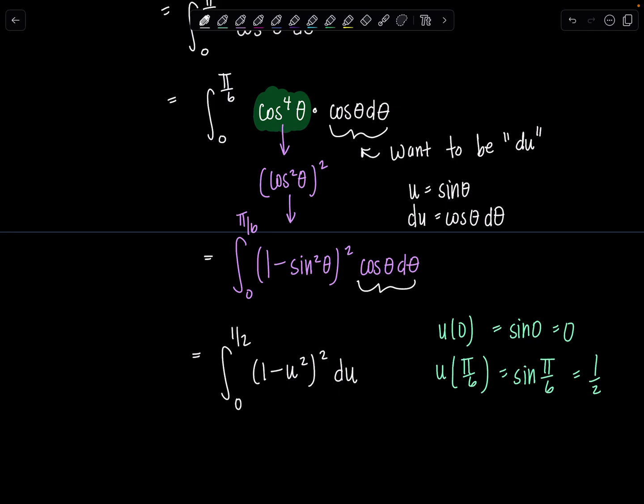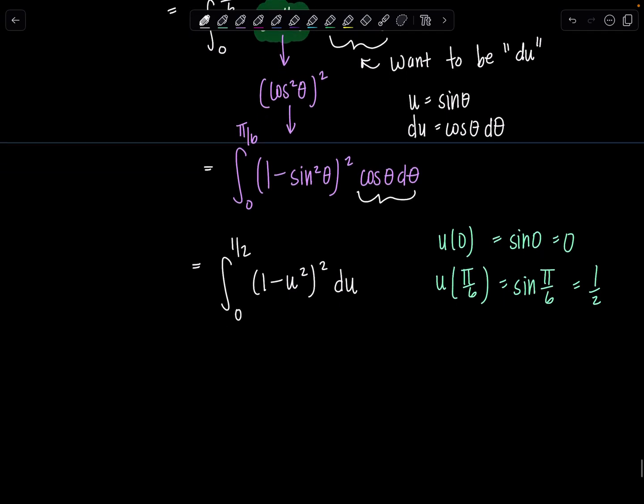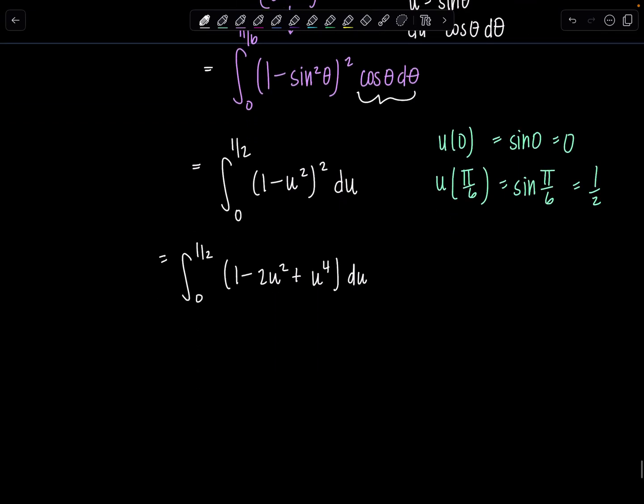Yay, we're almost there. The end is in sight, I hope. We can just multiply everything out now and then anti-differentiate term by term. So we're going to have 0 to 1/2, 1 minus 2u squared plus u to the 4th du. And then now, oh, this is relaxing. Just go term by term, take your antiderivatives. This will be u minus 2/3 u cubed plus 1/5 u to the 5th. We'll evaluate it from 0 to 1/2.